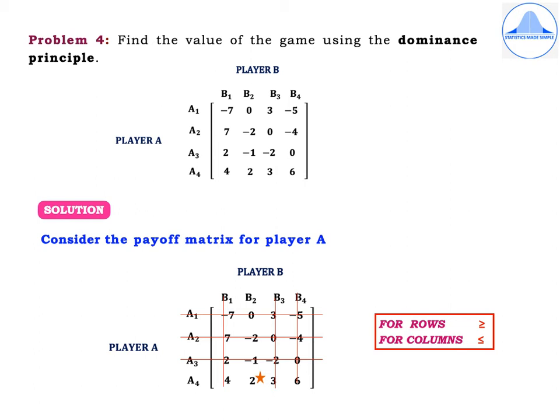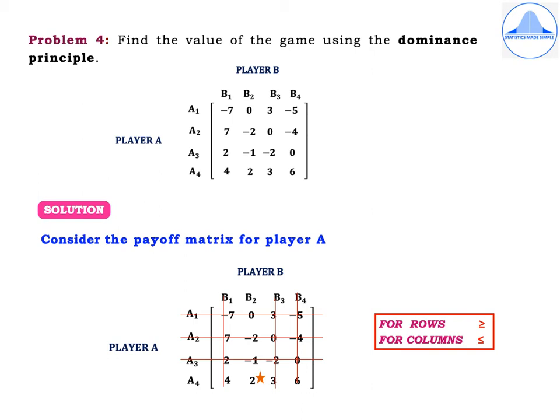Now that the row comparisons are complete, let us do the column comparisons, and for the column comparisons it should be less than or equal to. Let us compare B1 with B2. Now remember that A1 and A3 rows are deleted. So when we are comparing B1 and B2, you will see that 7 is not less than minus 2, though 4 is less than 2. So B1 and B2 doesn't work out.